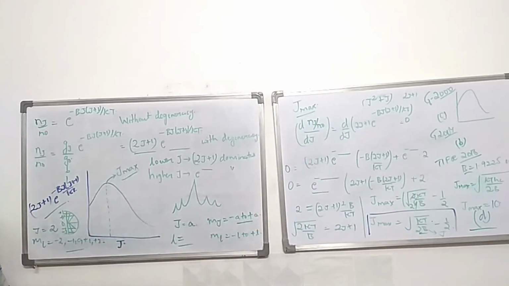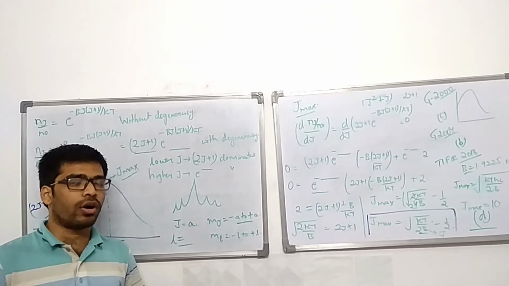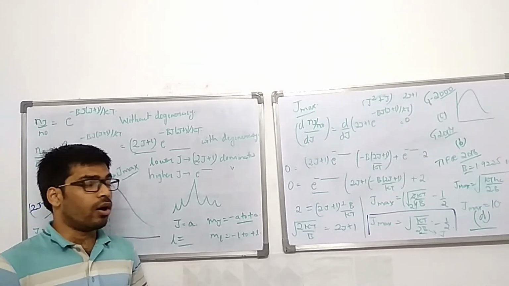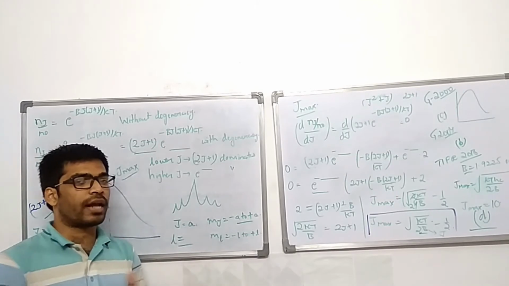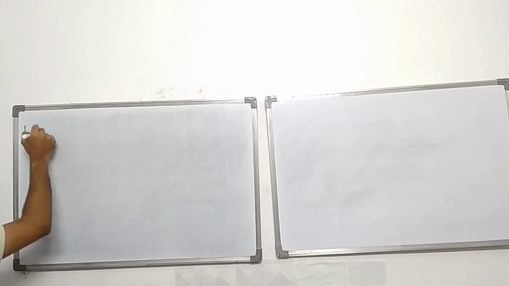Okay, so now let us take a look at the different properties or the applications of microwave spectroscopy for diatomic molecules. So what are the properties? Let's start with bond length.